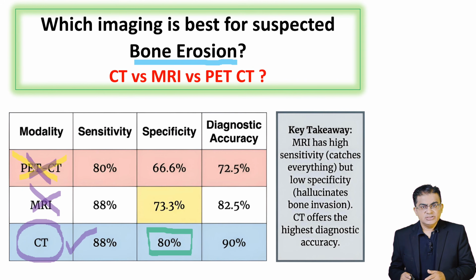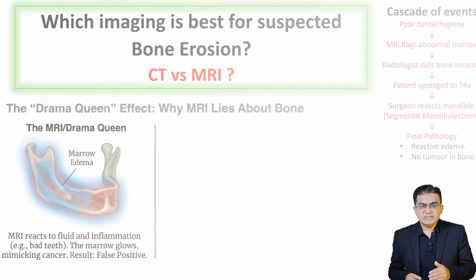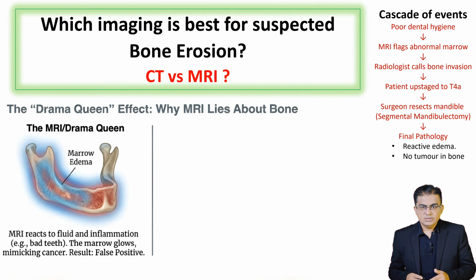In the previous slide, I showed you that MRI has a lower specificity for bone and that it essentially hallucinates cancer. Now, I want to show you exactly why that happens. I see MRI as a drama queen. Drama queen. Why? Let me take you through a very real, very tragic clinical cascade that happens in hospitals all the time.